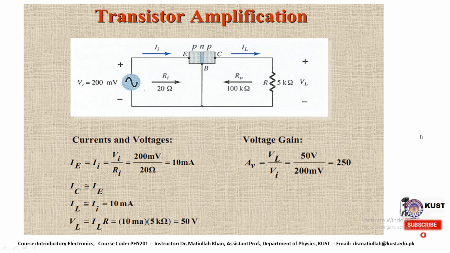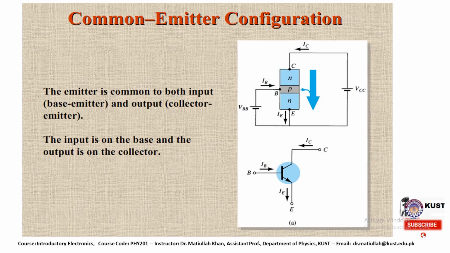So in this particular case the magnitude of voltage gain is equal to 250. We have the common-emitter configuration for that, and this common-emitter configuration is a type of BJT. In the common-emitter configuration, the emitter is common to both input, that is base-emitter, and the output, that is collector-emitter. So the input is on the base, and the output is on the collector. So this is the simple configuration of the common-emitter configuration.